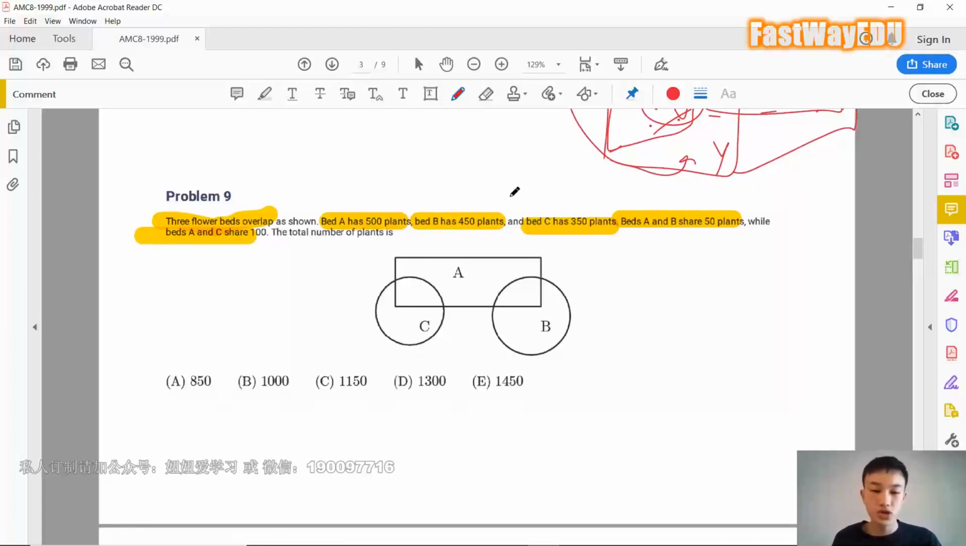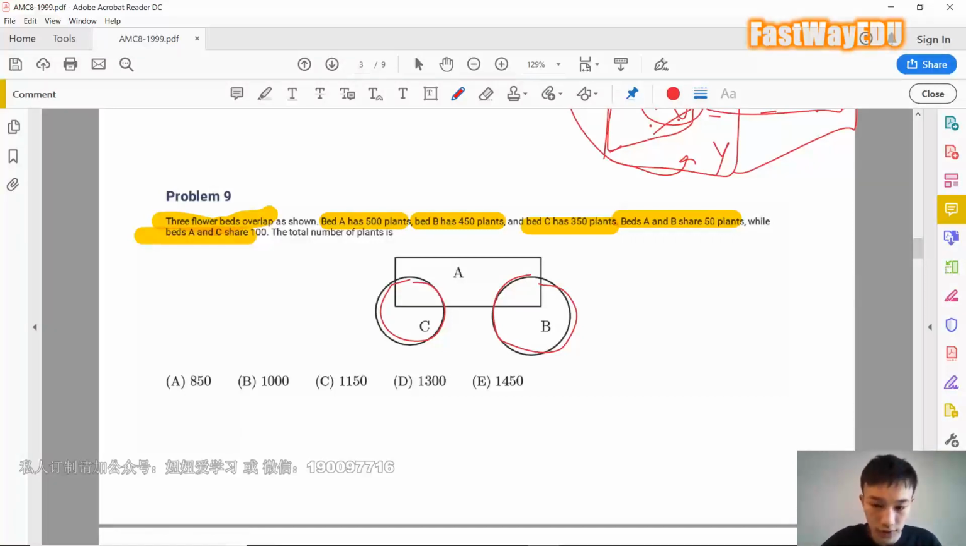A different variation. So we know bed A, the whole bed A, is going to be 500, bed B has 450, and bed C has 350. Now, beds A and B share 50 plants, so we know the shared region, or this overlap region, is going to be 50. In these Venn diagram questions, what you should always do is first look at the overlaps, and then from there, you can move on out.